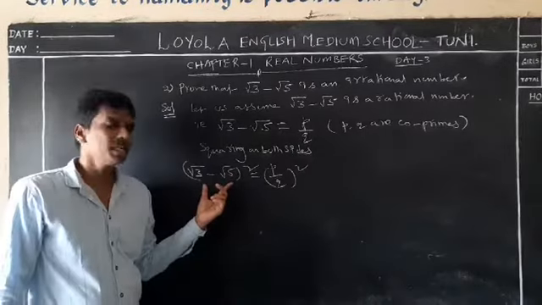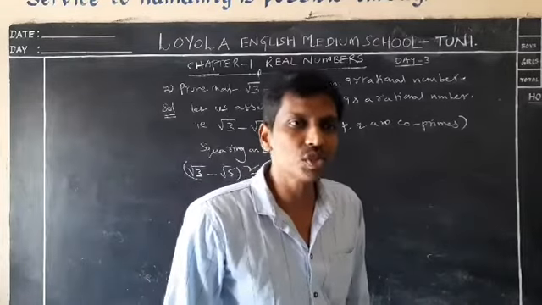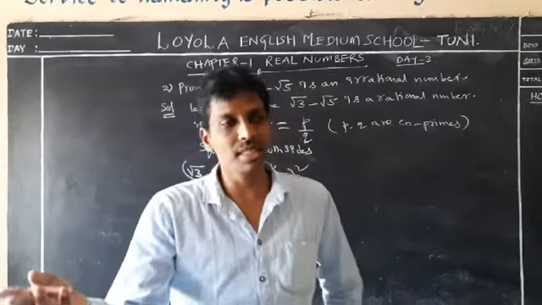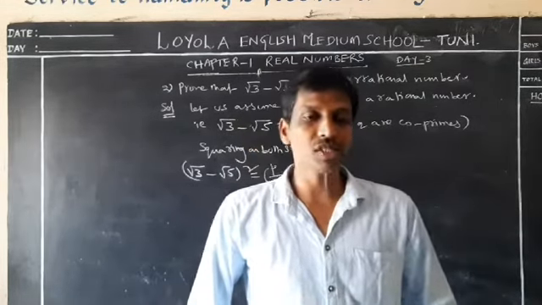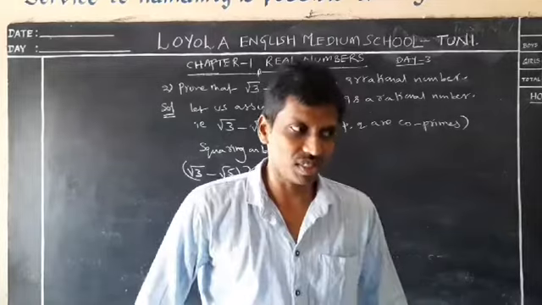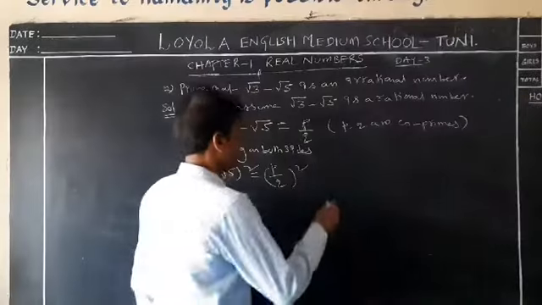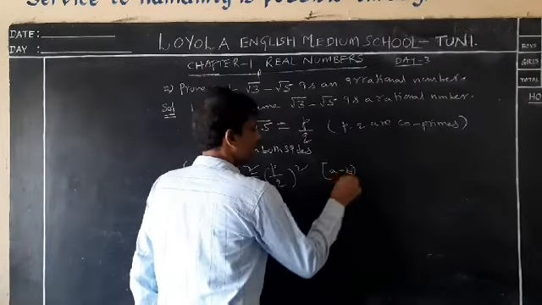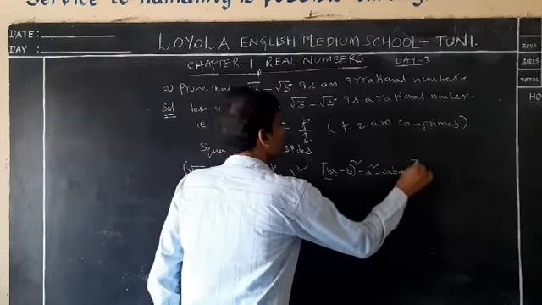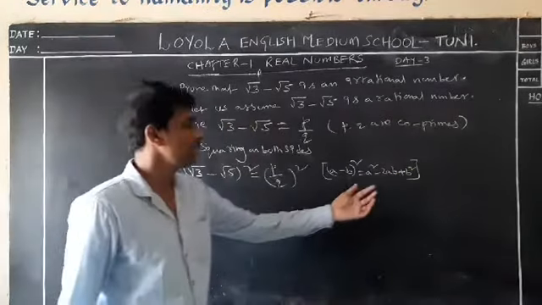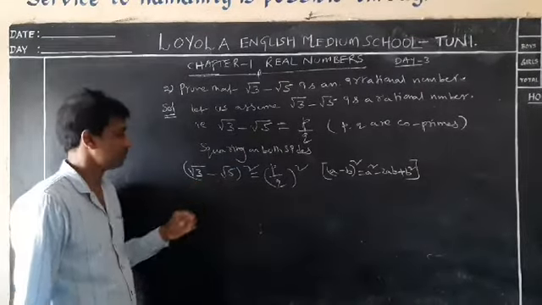Can we expand the LHS in the form of a minus b whole square? Can any one of you say the formula for a minus b whole square? Right, a square minus 2ab plus b square. Of course, that is a familiar formula. So here we use a minus b whole square is equal to a square minus 2ab plus b square. By using this formula, expand the LHS.